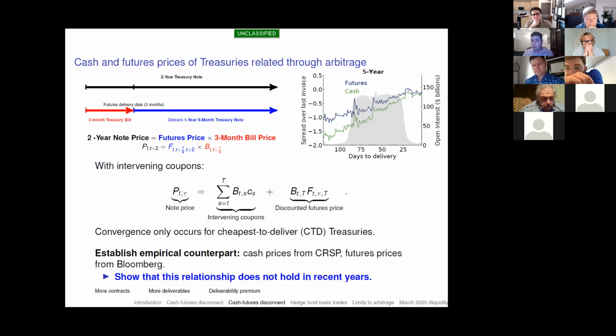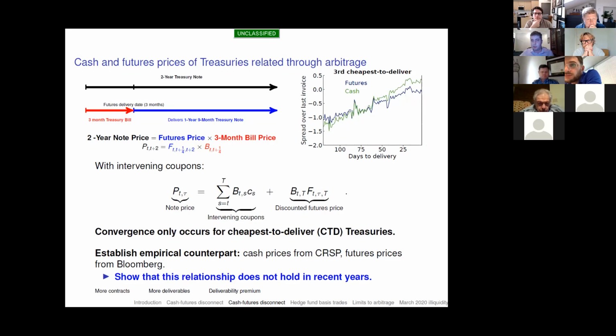This figure in the top right is showing you that convergence for the cheapest to deliver. If we look at another Treasury that's deliverable here, you can see there's actually divergence, because it's not the cheapest to deliver, so it's not desirable for an arbitrageur to hold. This forms a crucial link between the futures market and this one specific cheapest to deliver Treasury, which we're going to exploit in a few different ways in the rest of our discussion.